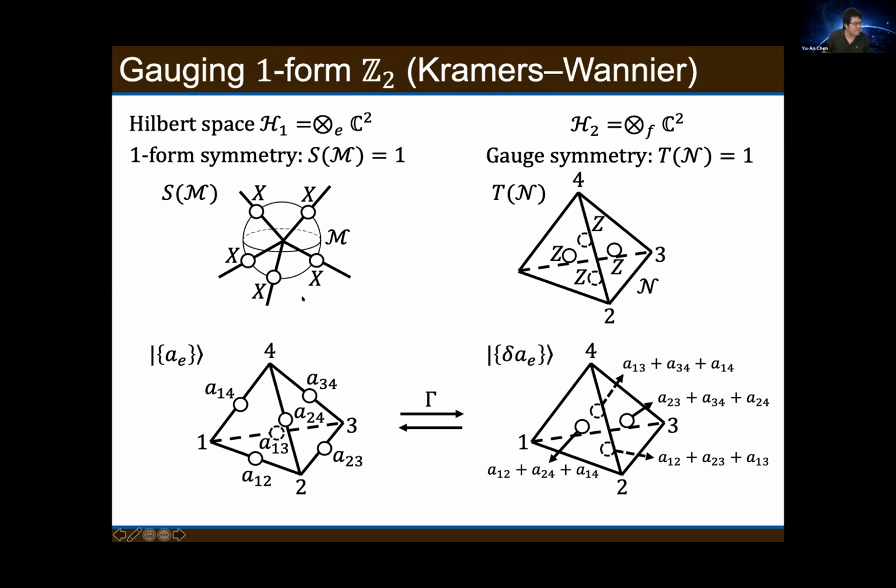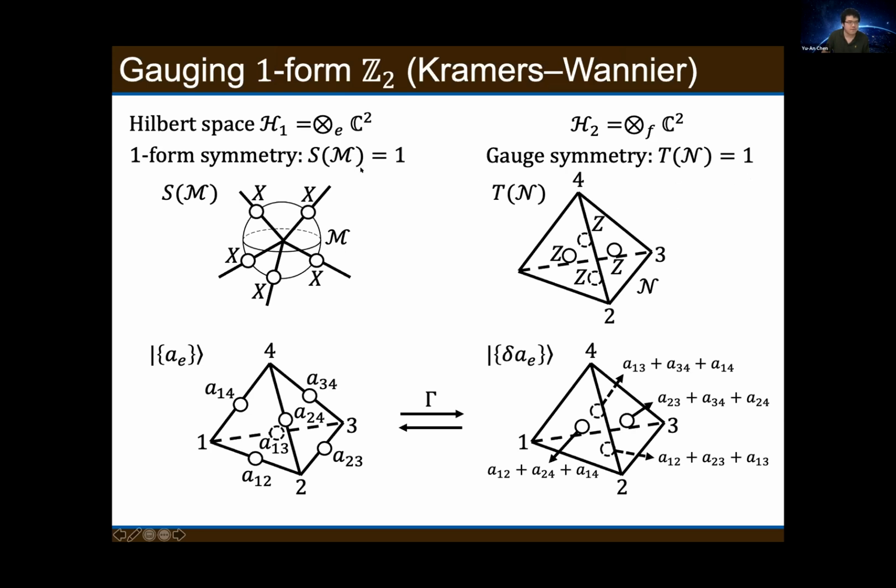So in the last step, we want to map these two-group HPD phases into a gauge theory. The way we perform this is called gauging the one-form Z2 symmetry. On the left-hand side, we have a Hilbert space with Z2 on the links, so on each link we have the Pauli matrix. On the right-hand side, we have the Pauli matrix on the faces. On the left, we have the one-form symmetry. On the right, we have the gauge symmetry. The gauge symmetry is just the product of Z on the tetrahedron equal to 1.